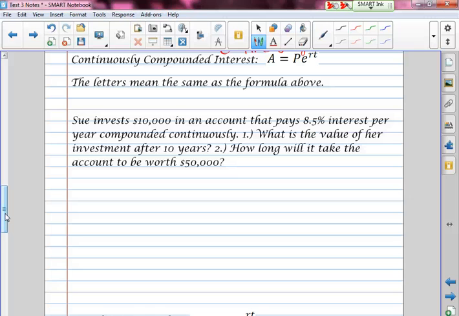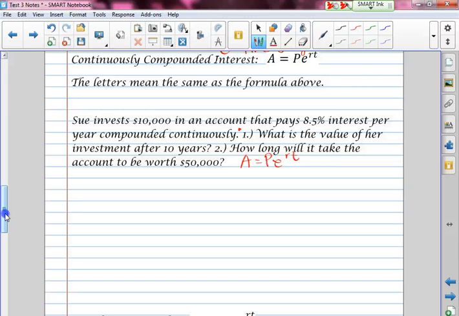First question, what is the value of her investment after 10 years, and how long will it take the account to be worth $50,000? So I have two questions. I'm going to do the first one in red and the second one in a different color. Because it says compounded continuously, I know this is my formula, and that will not be provided on your final exam, so I expect you to memorize it.